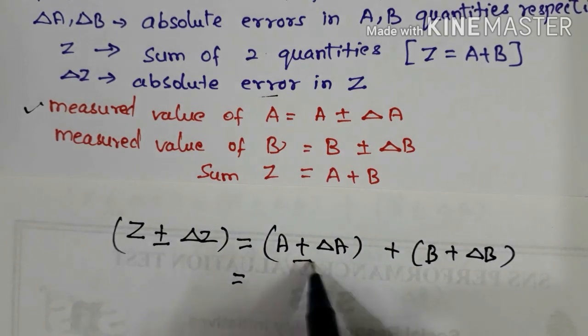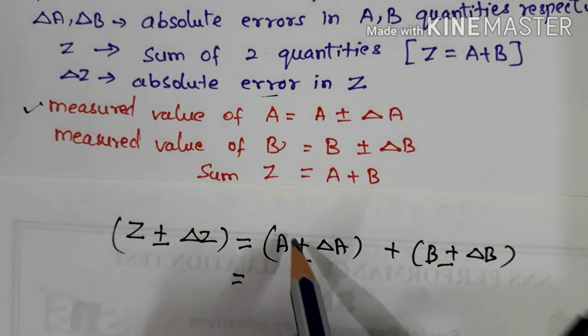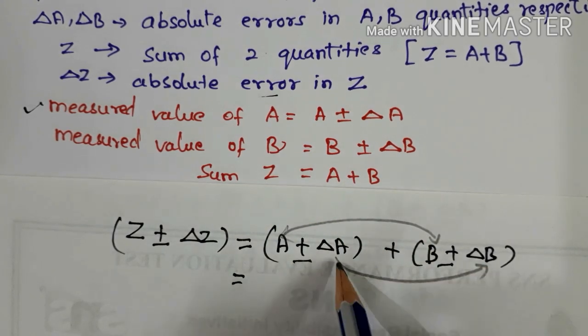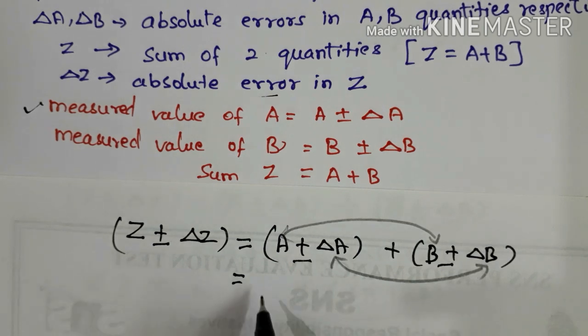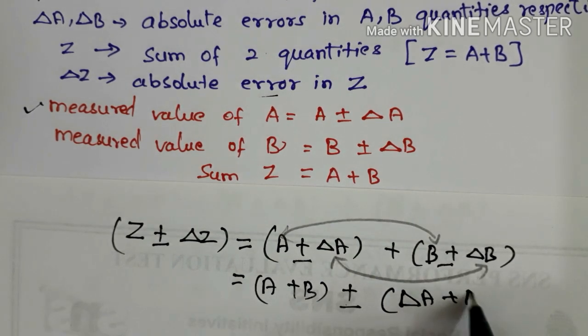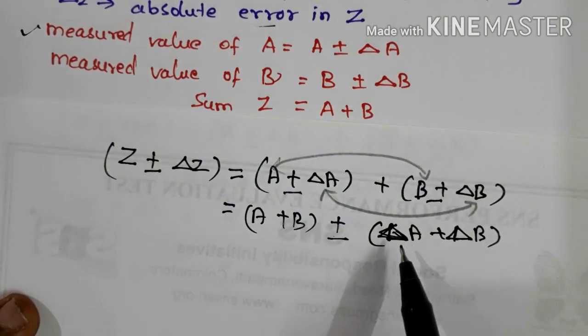Right? This first and second I have written. Now how we are going to deal with this is, you are going to add these two, and the absolute errors you have to add separately. That is A plus B plus or minus, separately you add the absolute errors, delta A plus delta B. Children, remember that the absolute errors always have to be added.